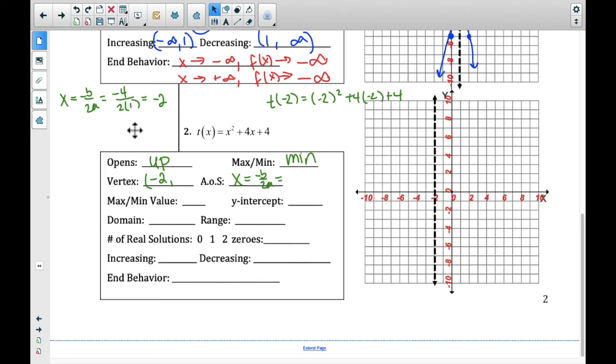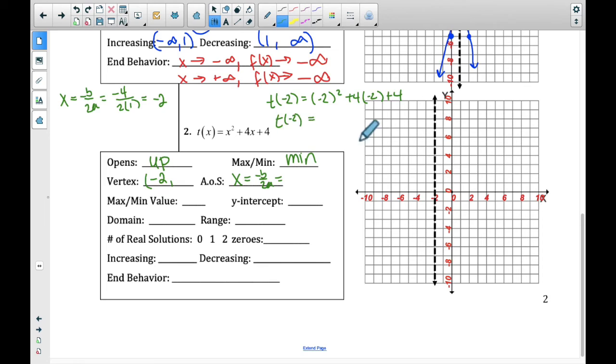The vertex is -b/2a. I do that, I get a -2. And my axis of symmetry, I'm going to plug that number in and I'm going to work it out. Which, when I do that, looks to me like that's going to be 0. Because I have a +4, a -8, a +4, that adds up to 0. So my min-max value is 0. And so I know that I have a point there at -2, 0.